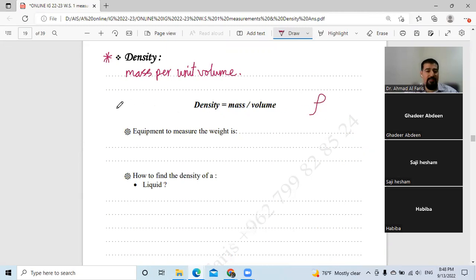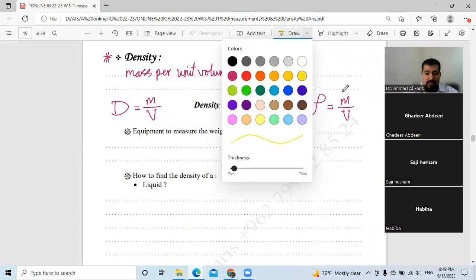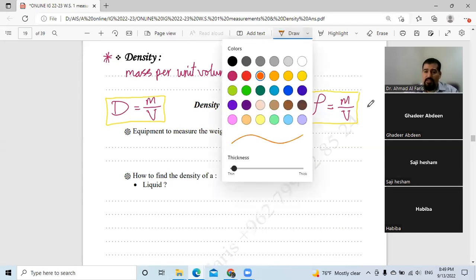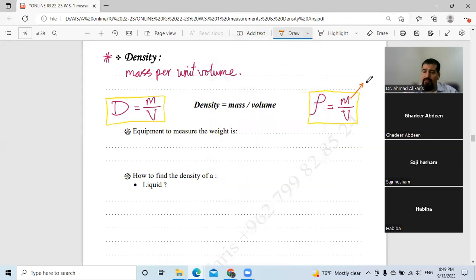That's why density, they use a Greek letter or capital D, doesn't matter. Density equals mass over volume. This is the formula for it. Who can tell me what is the unit of mass? Yes, kilograms. What's the unit of volume? Bravo, cubic meter. So what will be the unit of density? The unit of density is kilogram per cubic meter.